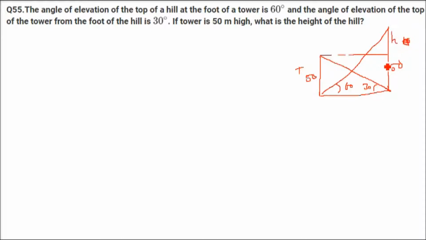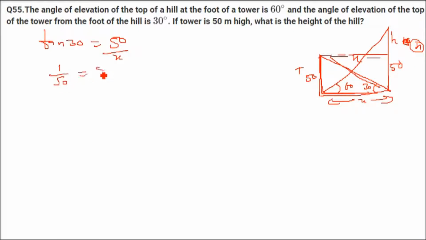So let us assume this to be h. This capital H is for the hill, the small h we are taking for the height. So we are taking this triangle first, and we are assuming that the distance between them is x. So tan 30 will be 50 by x. Tan 30 is 1 by root 3, so 50 by x will be equal to 1 by root 3, so x is 50 root 3. This is your first equation.